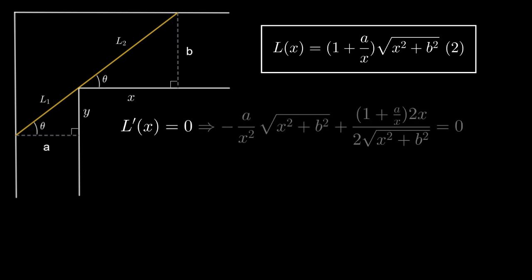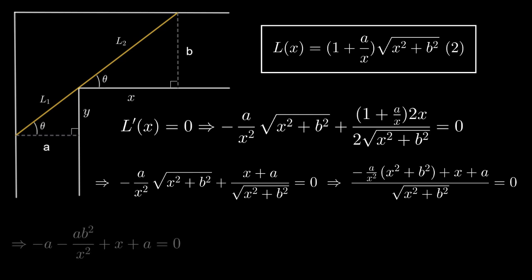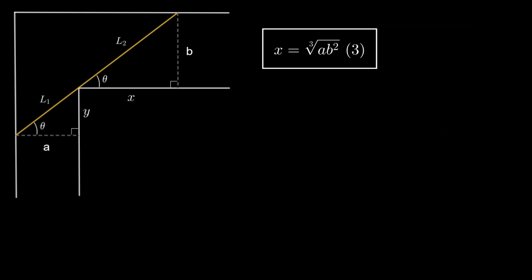So the derivative of this is, after we use the chain rule and the product rule, and after all the algebraic manipulations, we end up with this expression here as a derivative. And we equate this to 0. And after we do some algebraic operations again, we end up with x equals the cubic root of a times b squared. And we plug this value into our initial equation.